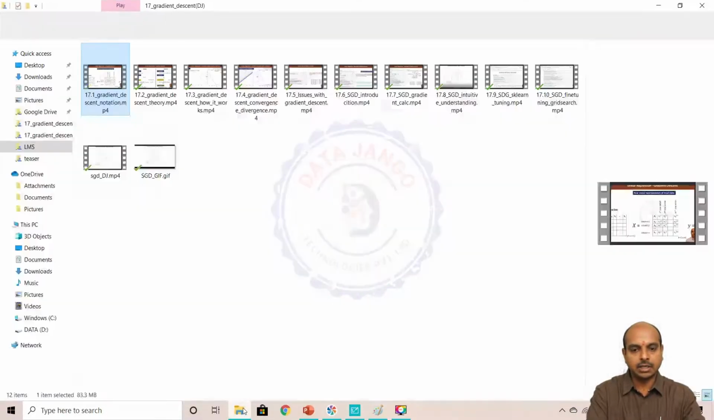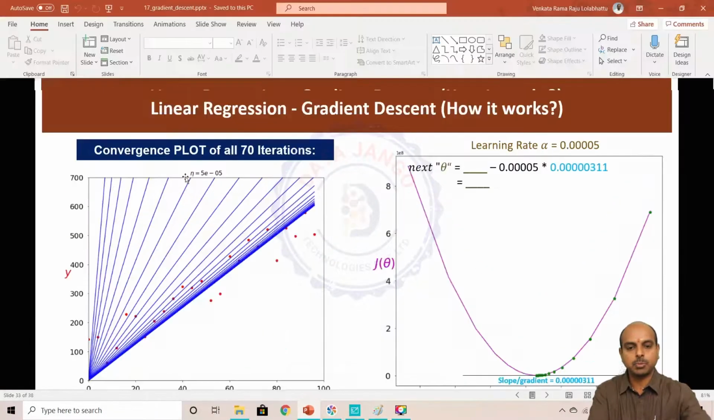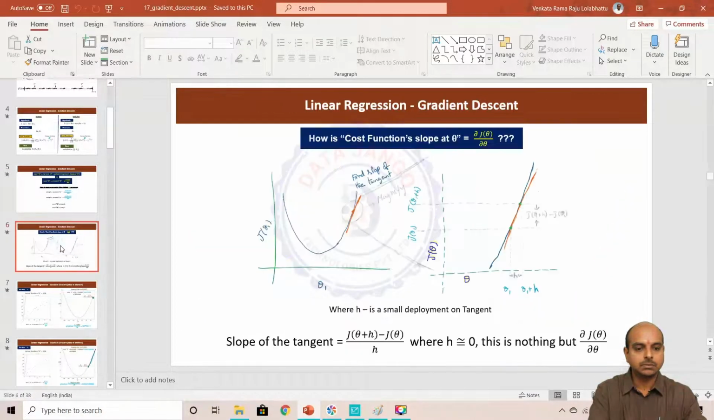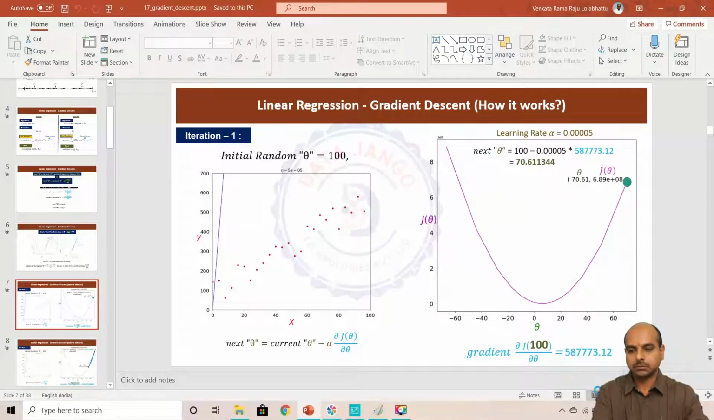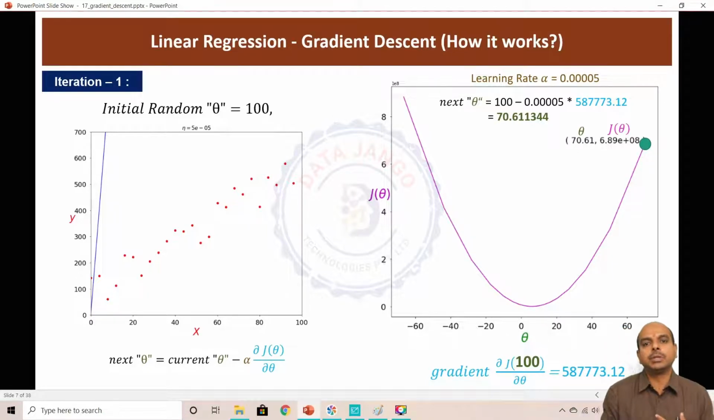Let me open that PPT and show you. Here the line started with a random number, 100, and our data is like this, x and y. This graph is between input and output. This graph is between theta and J of theta. How did we draw this graph? Randomly choose maybe 1000 numbers and substitute them into the cost function.